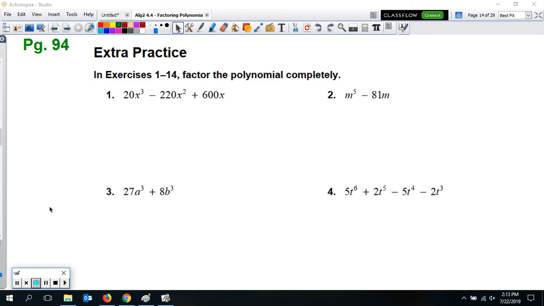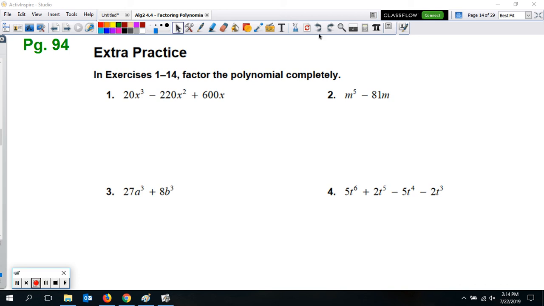Okay, so on page 94, you start your extra practice. I'm going to go ahead and have you just do these one at a time if you like to. That might be good. Let's just go one at a time, and then we'll go over each one. So go ahead and try it. Start with number 1. You're going to be factoring out a common factor on number 1, and then using a simple method factoring.